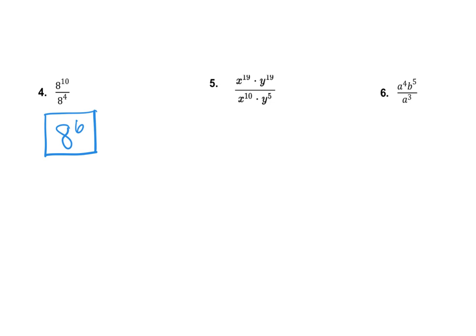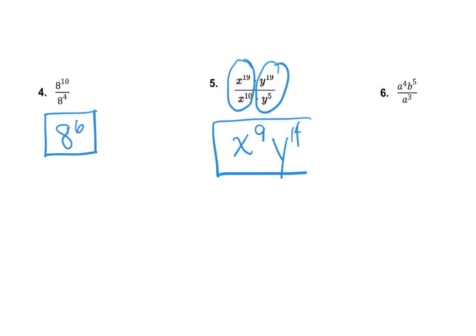All right, so for question number 5, we've got x to the 19th times y to the 19th divided by x to the 10th times y to the 5th. In this case, we're going to divide them separately. So x to the 19th divided by x to the 10th is x to the 9th, because 19 minus 10 is 9. Y to the 19th divided by y to the 5th is y to the 14th, because 19 minus 5 is 14.